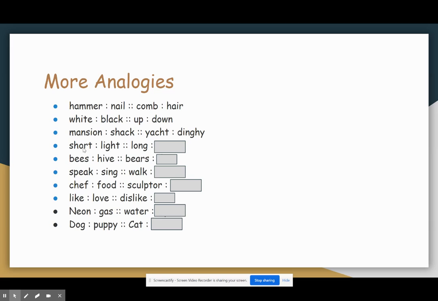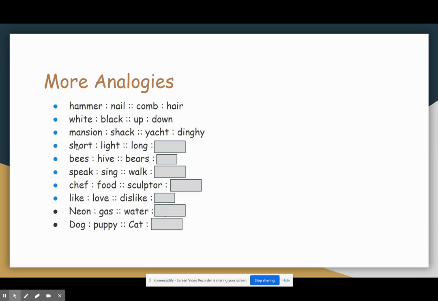Short is to light as long is to, what are you thinking? I'm not really sure. How are short and light related? Oh, look at the relationship here: short and long.